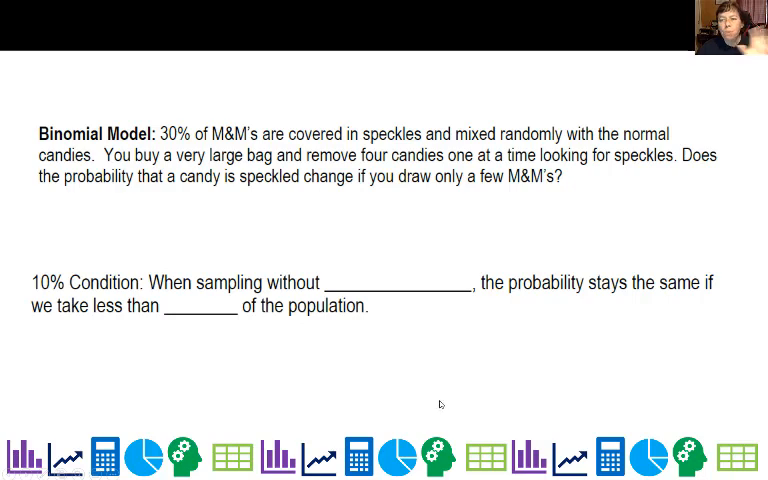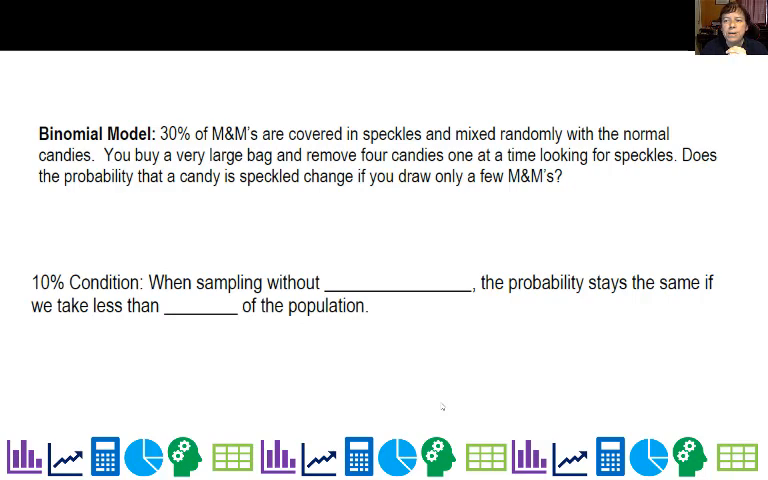Anyways, let's get back to our lesson. So what we're going to look at is the binomial model. We're going to start with an example. 30% of M&Ms are covered in speckles and mixed randomly with normal candies. You buy a very large bag and remove 4 candies one at a time looking for speckles.